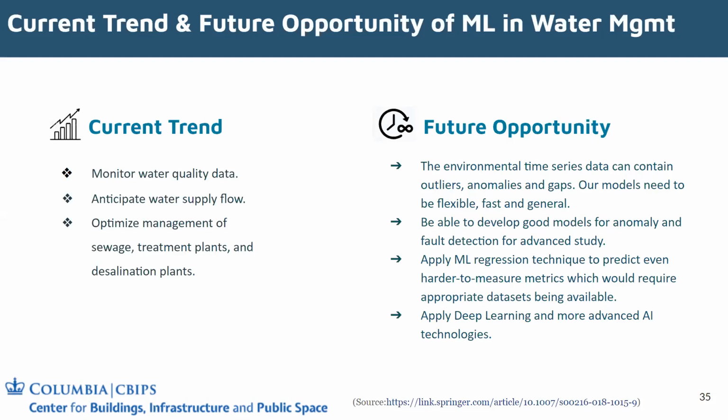For the future opportunities, we're thinking that because environmental time series data can contain outliers, anomalies, and gaps, our model needs to be flexible and fast in general. And we should be able to develop good models for anomaly and fault detection for advanced study. Also, we can apply machine learning regression techniques to predict even harder-to-measure metrics, which would require an appropriate data set being available. And the last one would be to apply deep learning and more advanced AI technologies.